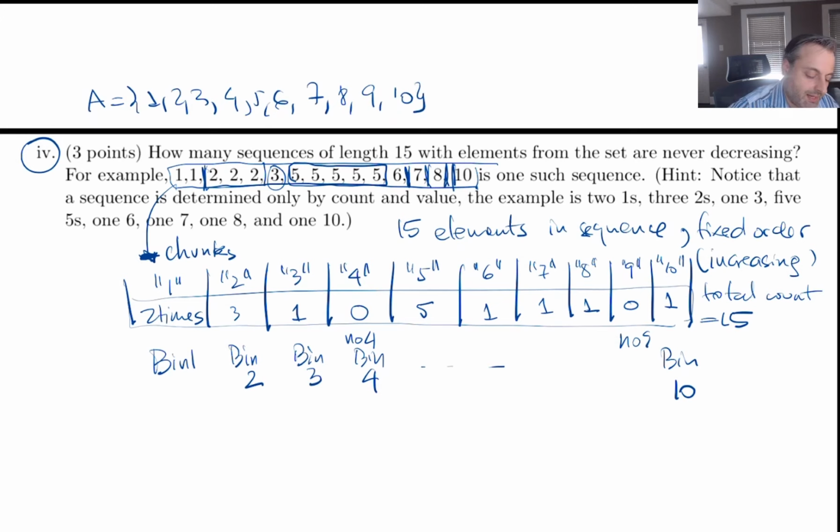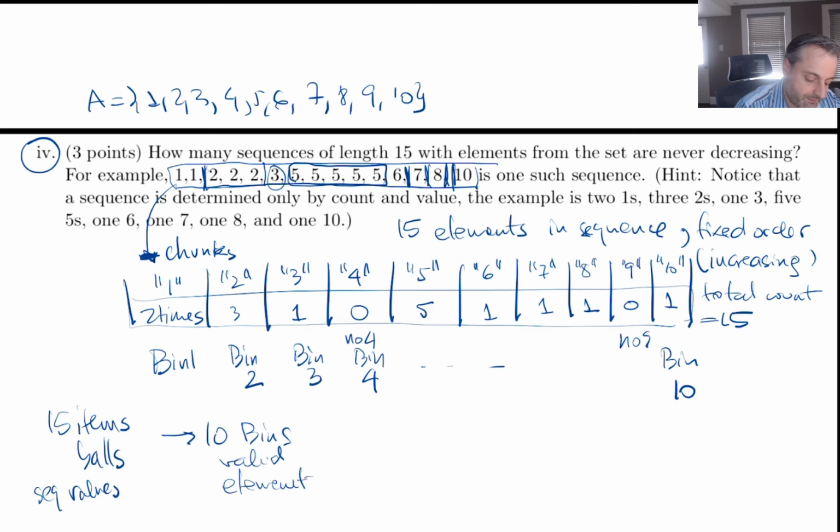And then I'm throwing items. I have 15 items. That would be my balls, because the sequence has to have 15 numbers. So the items are those sequence values, which I don't know what values I'm going to use. That's why I throw the values into the bins to see what values come out. Into 10 bins, those are the valid options, valid elements from A.